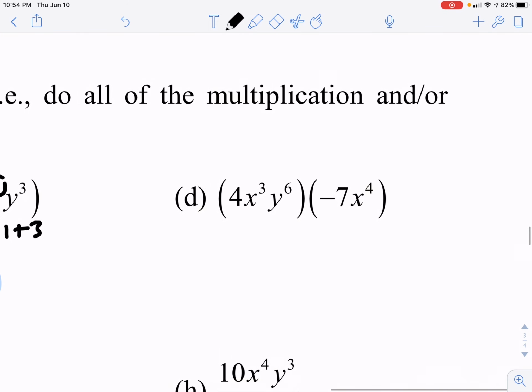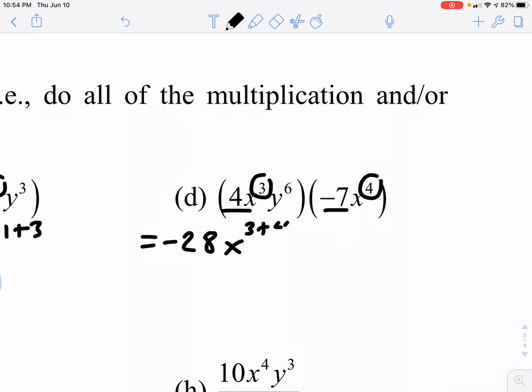Letter D. Start with the negative 28. Negative 4 times negative 7 is negative 28. x to the 3 plus 4 times y to the 6th would be negative 28x to the 7th power, y to the 6th power.